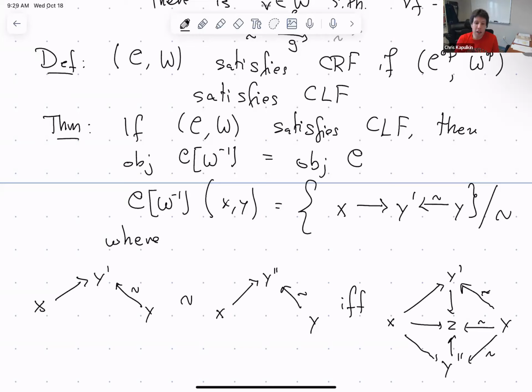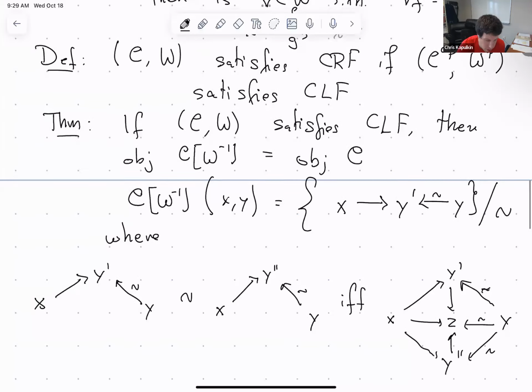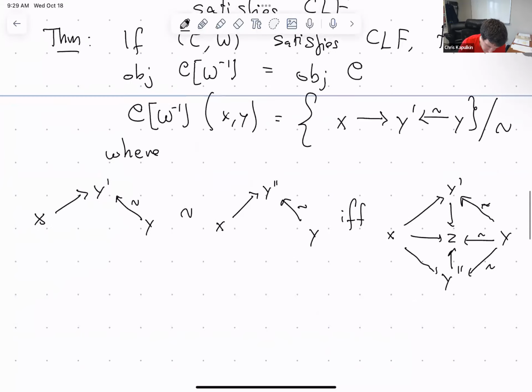So this is awesome when you think about it. This is really, really great. And the reason why it's great is before we had to deal with zigzags of arbitrary length. Now we cut it down to zigzags of length 2. So yeah, that's great.